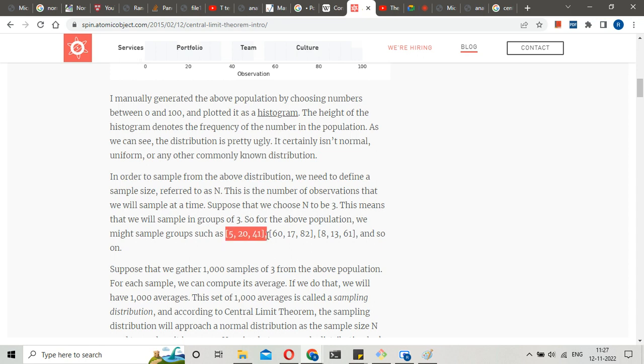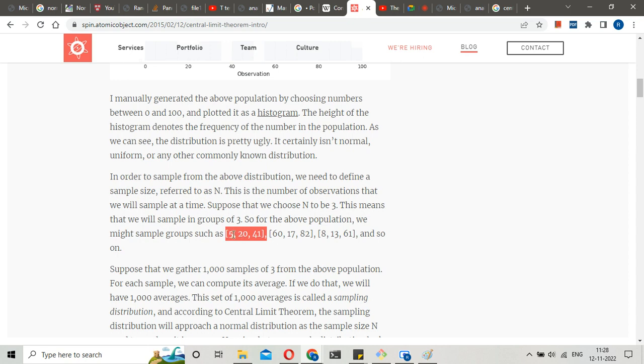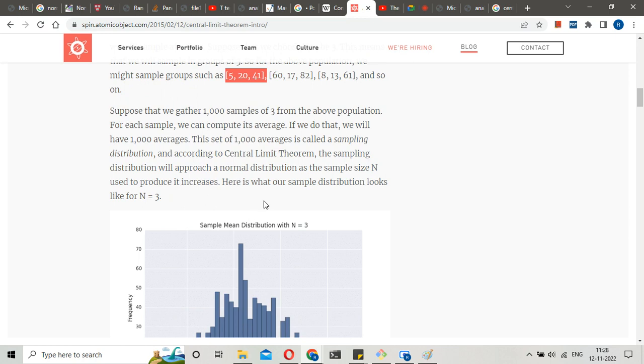I don't know why they are talking about height here, but it need not be height. You can say age, the age of the person: 5, 20, 41, then 60, 70, whatever. Based on that you will try to plot them.